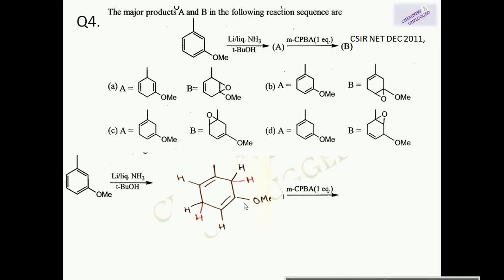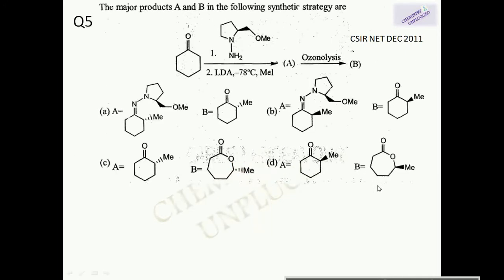It has lone pair of electrons on oxygen atom also. So the mCPBA will attack on this alkene group. So we have this as a compound B. So option B will be the correct answer.